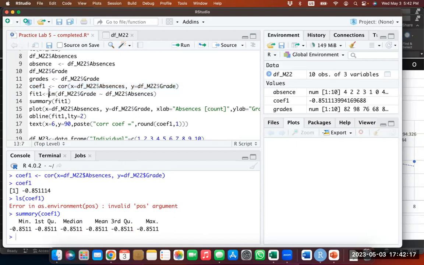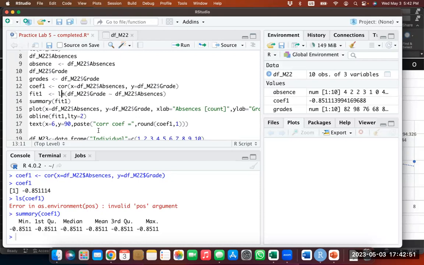we get a summary. But what we can also do is use the lm function. That's already the next level, that's already regression. lm stands for linear model. So we're fitting our linear model that contains the grade as the dependent variable, and the tilde here on line 13 between grade and absences indicates that to the left of the tilde you have the dependent variable and to the right of the tilde you have the independent variable.